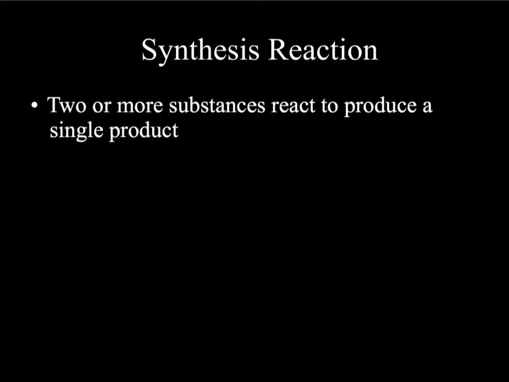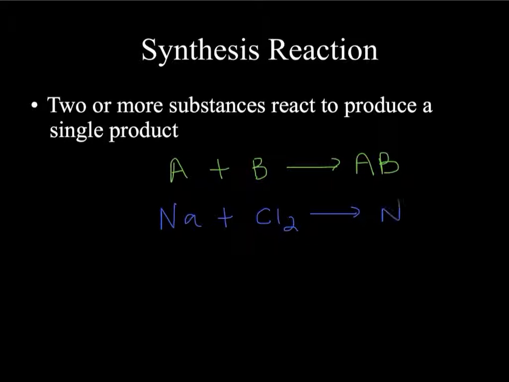Synthesis reactions are where 2 or more substances react together to produce a single product, and they take on the general form A plus B reacts to produce AB. So 2 things are just coming together here. An example would be where you have Na, sodium, coming together with chlorine, Cl2, to react to produce NaCl.